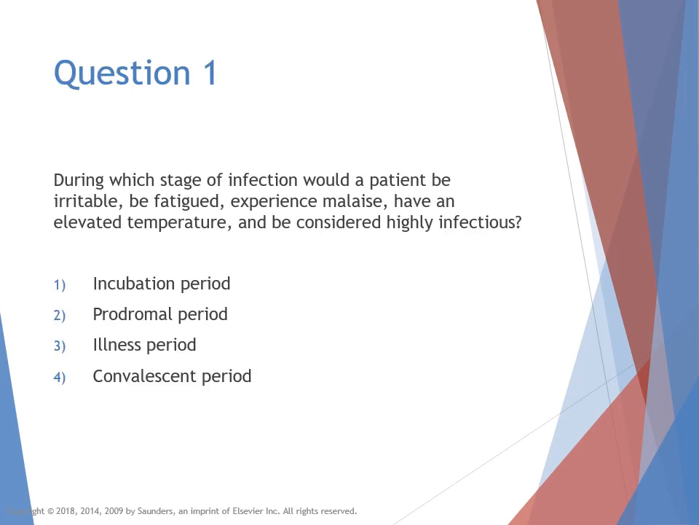Review question number 1. During which stage of infection would a patient be irritable, be fatigued, experience malaise, have an elevated temperature, and be considered highly infectious? Go ahead and read those answers, then we'll cover. All right, so this was very early on in the lecture, but the answer here is number 2, the prodromal period. The rationale is the prodromal period is the onset of vague symptoms. Often the patient doesn't even know he or she is sick, and they are highly infectious.